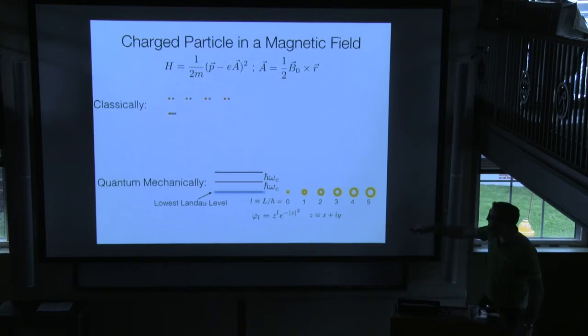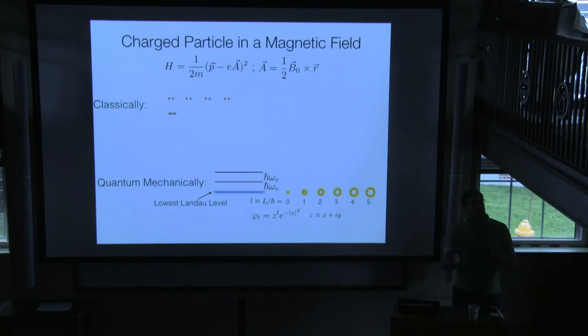But it turns out writing it in terms of this z is going to be useful when we add interactions into the story. Okay? So far so good? Presumably everyone's seen a little bit of this in quantum mechanics?